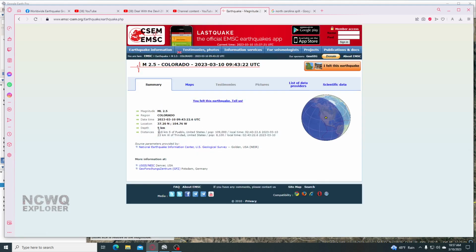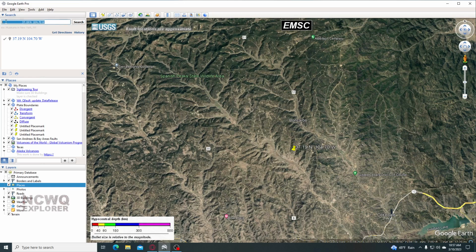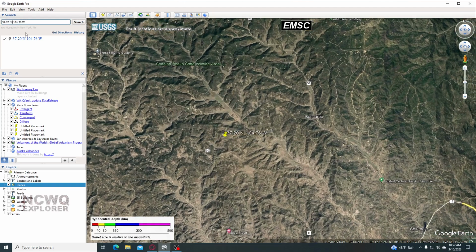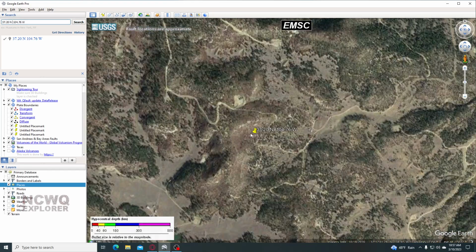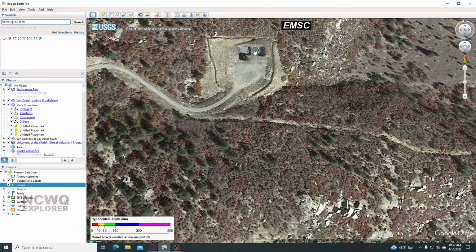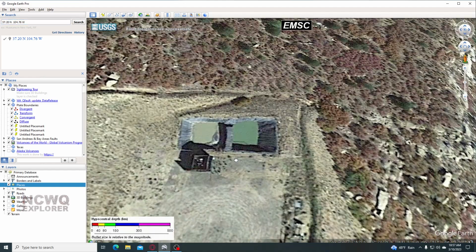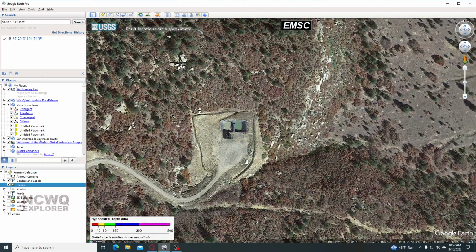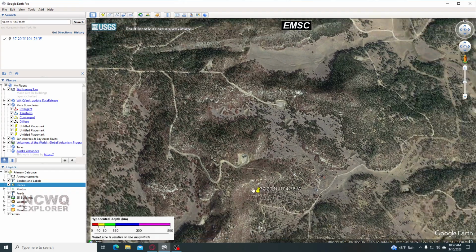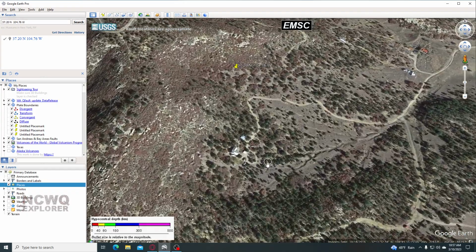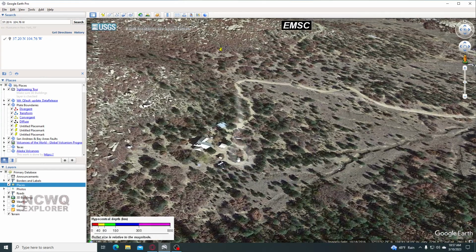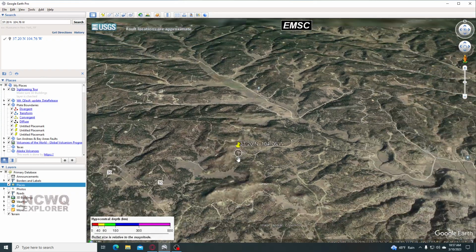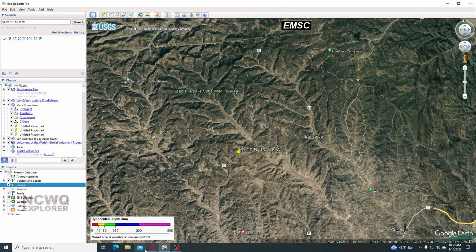This one's a 2.5 and it's 5 kilometers deep. This one is within the same area. And let's see what this is. Hey, do not know what that is. Looks like a house up here. So they probably felt it. Check the next one.